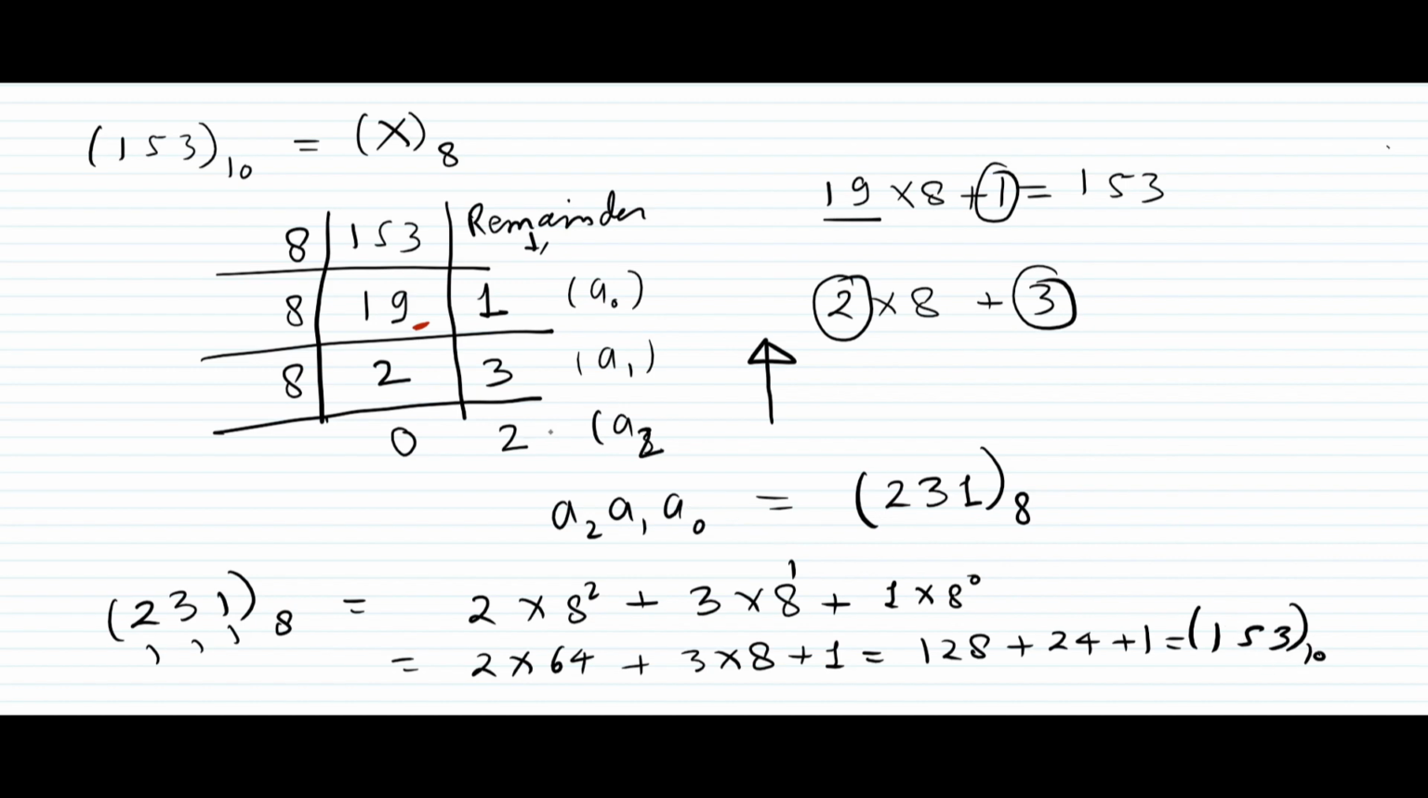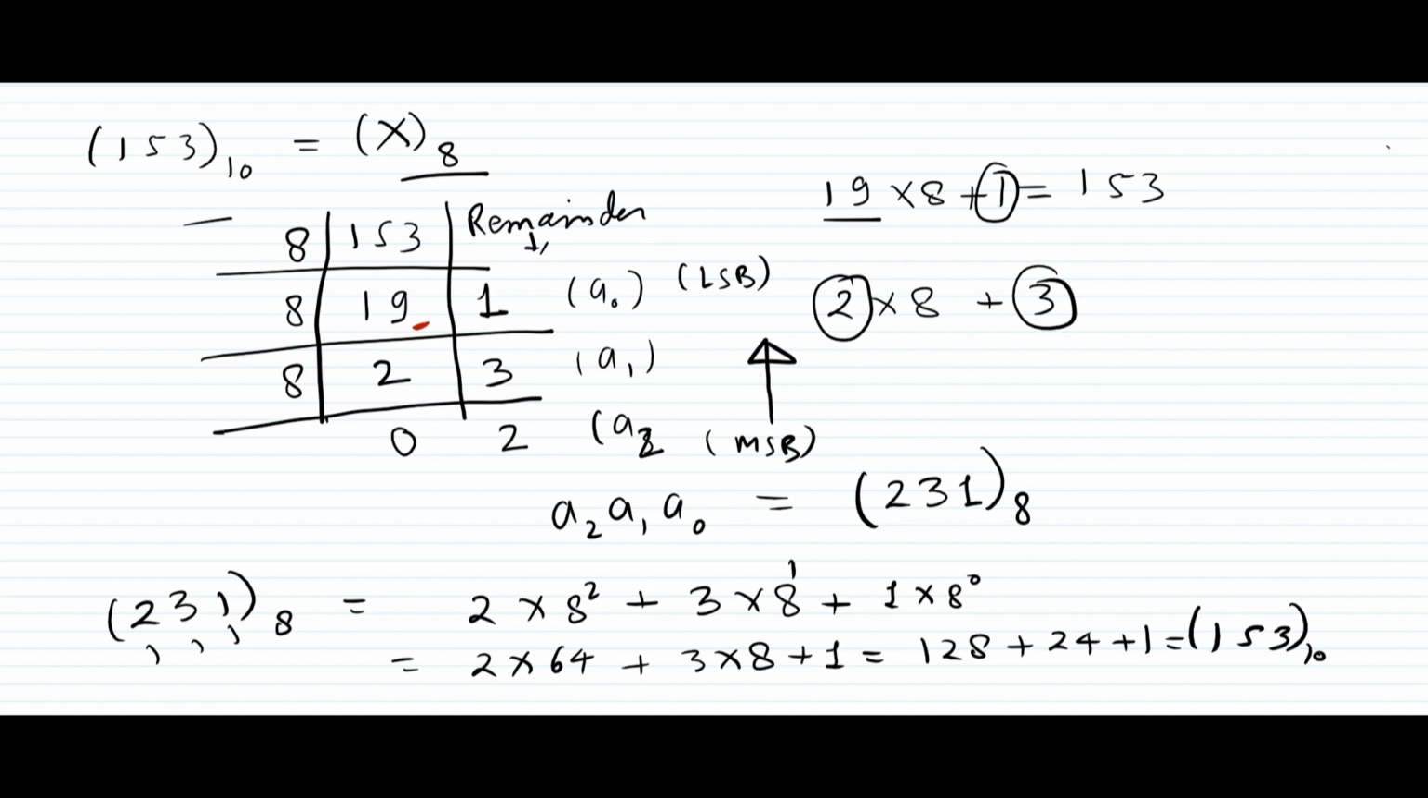So to convert decimal to base R, what we have to do is divide the number by the base, divide the successive quotients and collect all the remainders. Now the remainders should be written from bottom to top. This will be MSB, the most significant bit, and this will be LSB, which is the least significant bit.